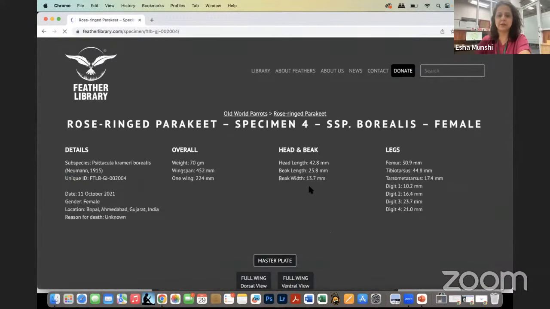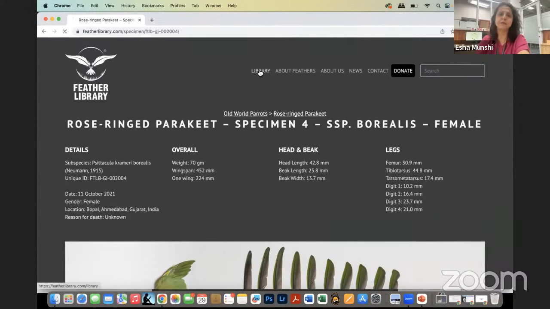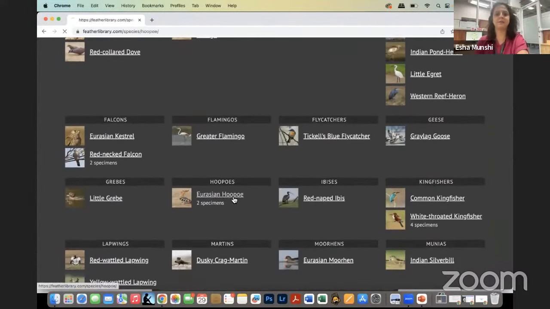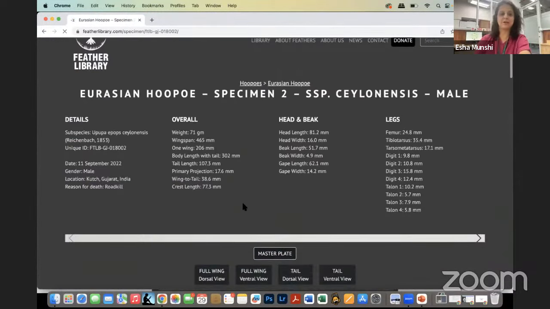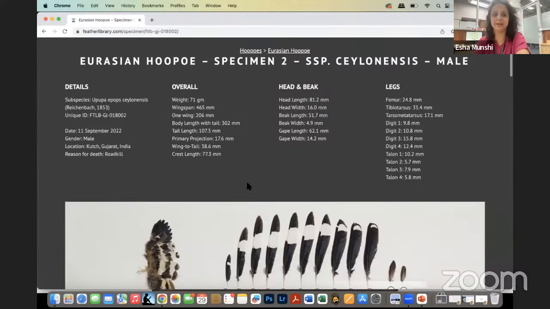Yeah, any specimen you open, this is the data you will find for almost all the specimens. I'll show you my favorite specimen, which is the Eurasian hoopoe, because I love the pattern on it. It has all the dimensions, the crest length and everything. So whatever bird-wise details are required, the dimensions are taken.